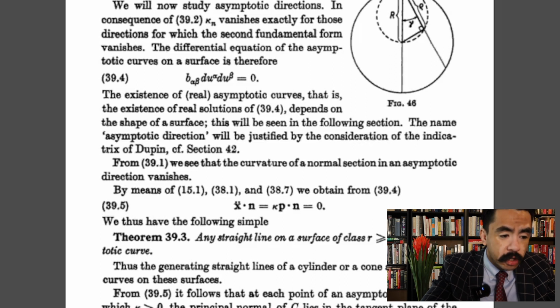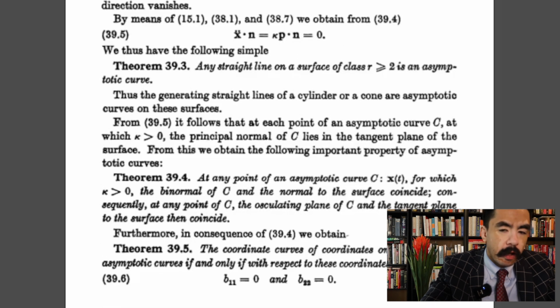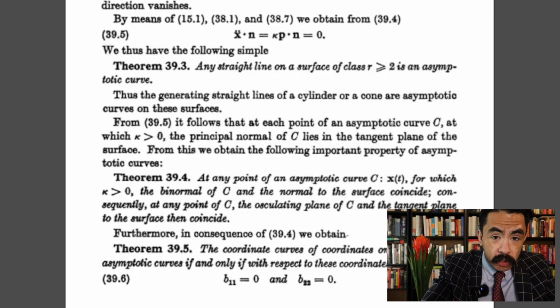The name asymptotic direction will be justified by the consideration of the indicatrix of Dupin, which is in section 42 on Euler's theorem and Dupin's indicatrix. From the relation kappa cos gamma = kappa_n, we see that the curvature of a normal section in an asymptotic direction vanishes. By means of the formulae of Frenet, the relation kappa cos gamma = x double dot · n, as well as the relation for kappa cos gamma in terms of the fundamental forms, we obtain from b_αβ du^α du^β = 0 that x double dot · n = kappa p · n = 0.